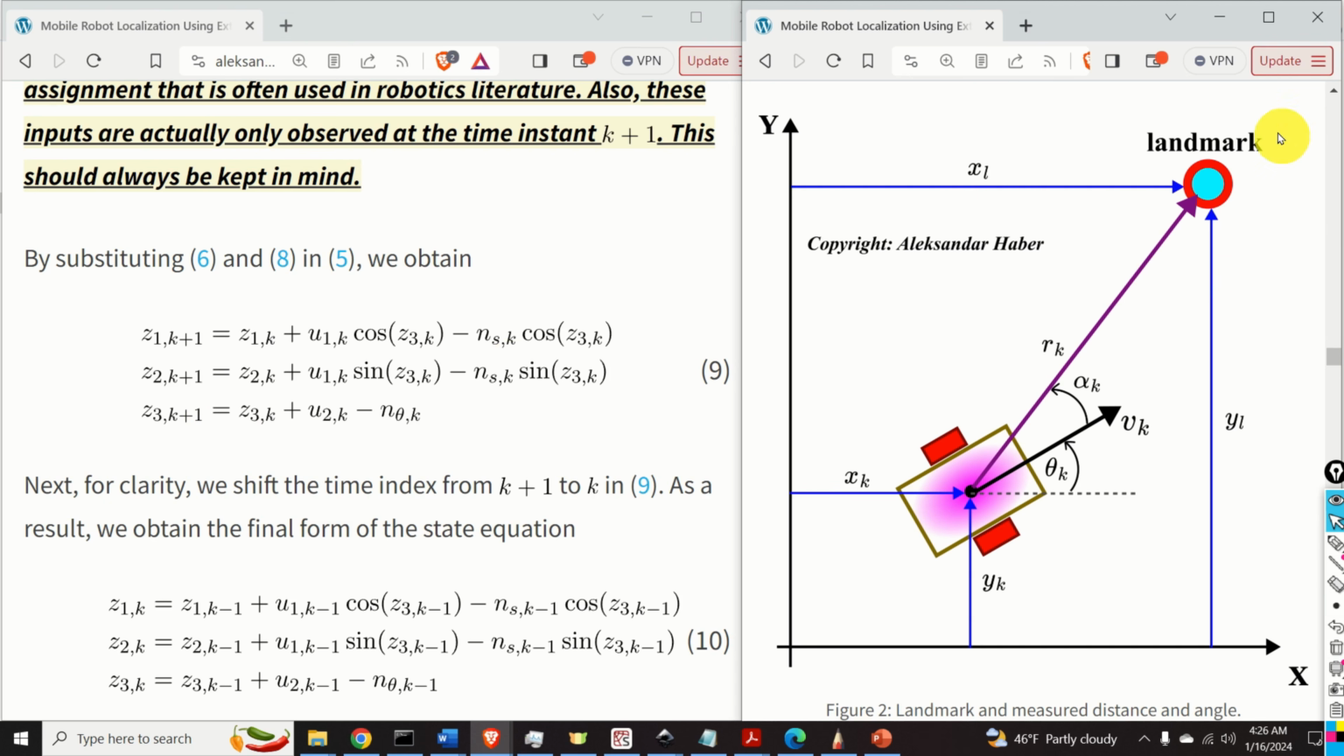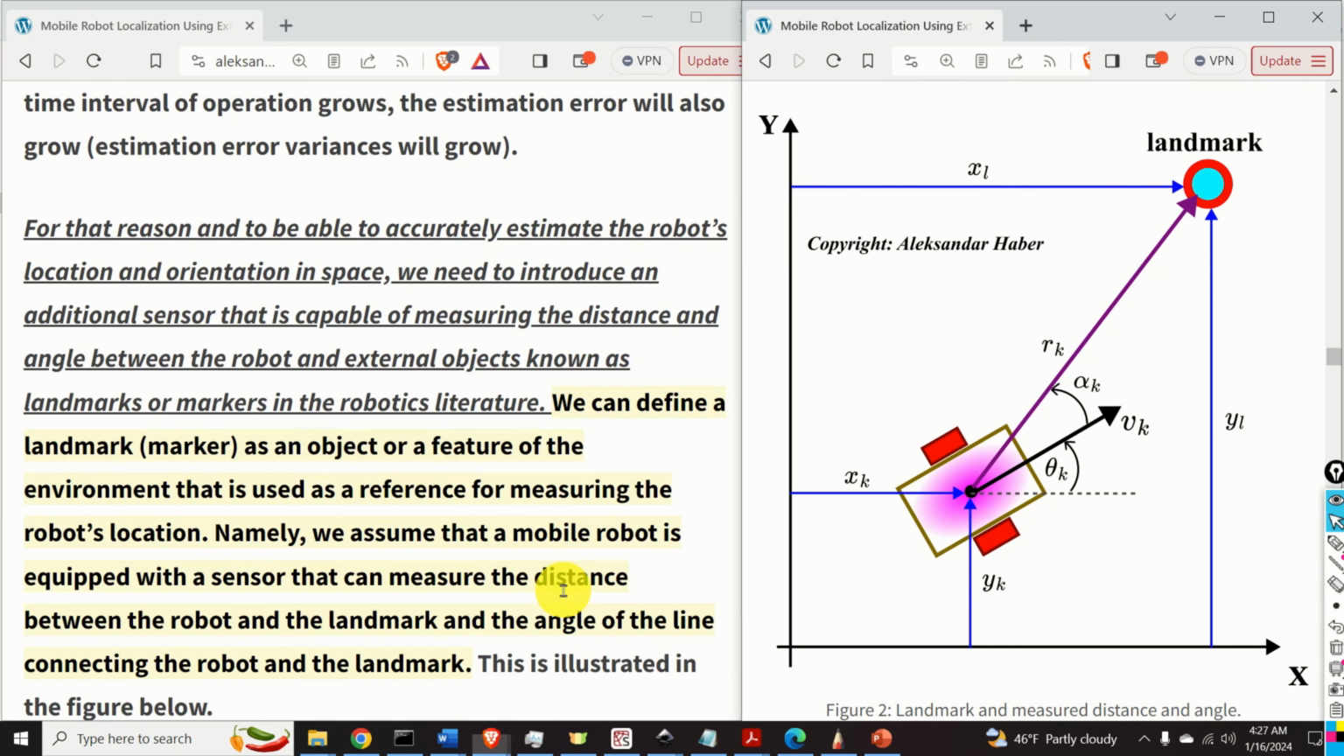That's why we need to introduce additional measurements. That is, we need to introduce a relative measurement of the robot location and its orientation with respect to certain external object that we call a landmark. We need to repeat this important fact. In order to be able to accurately estimate the robot's location and orientation in space, we need to introduce an additional sensor that is capable of measuring the distance and angle between the robot and external objects known as landmarks or markers in the robotics literature.